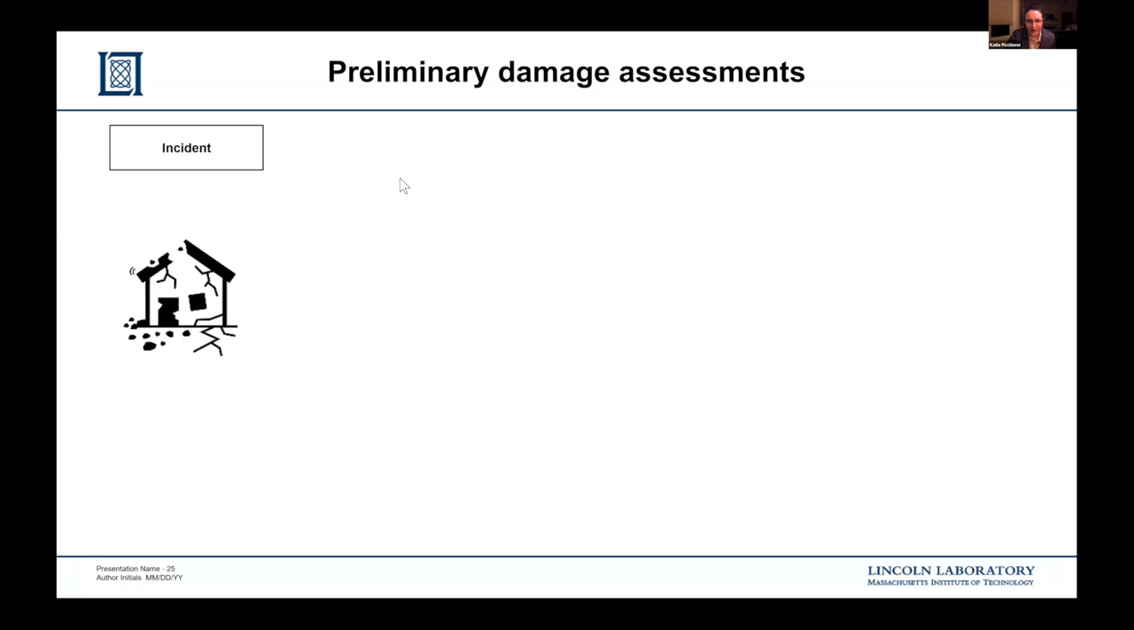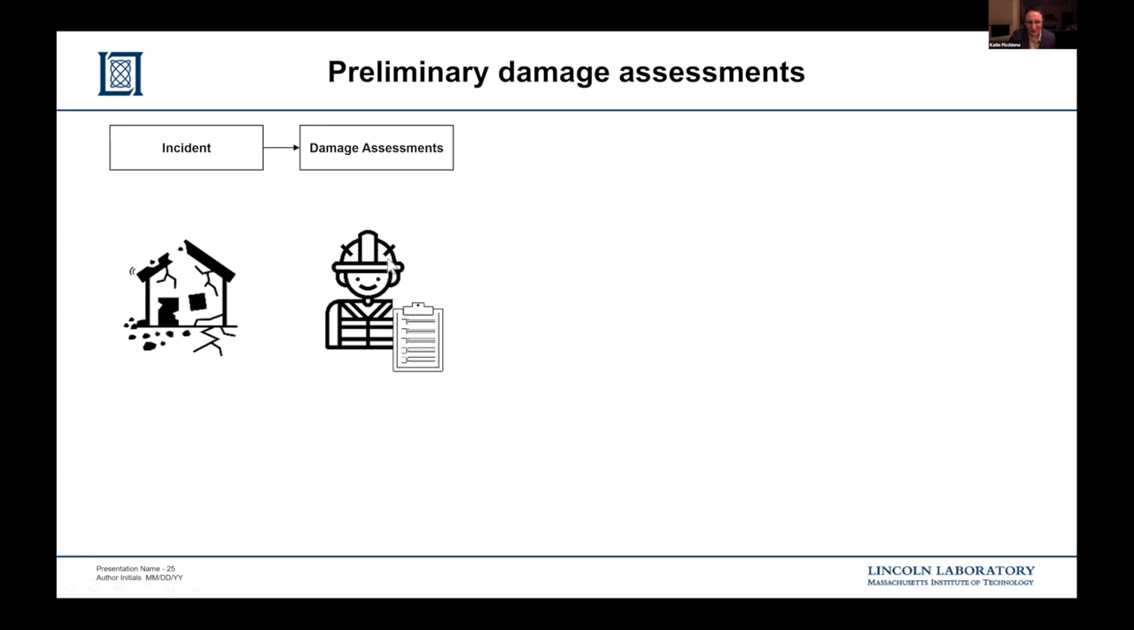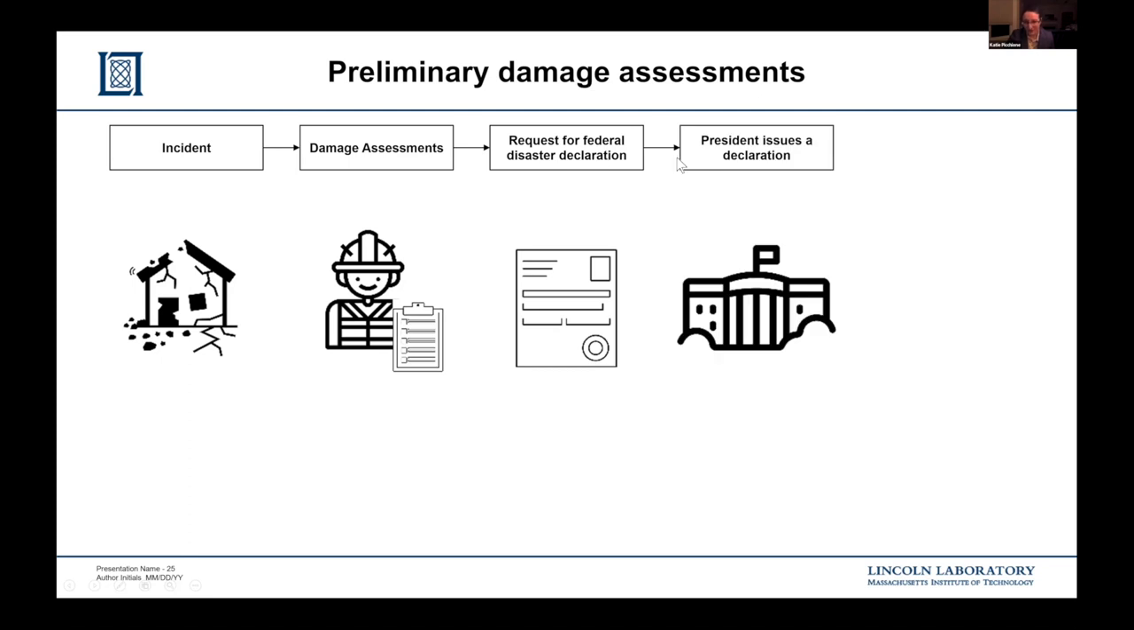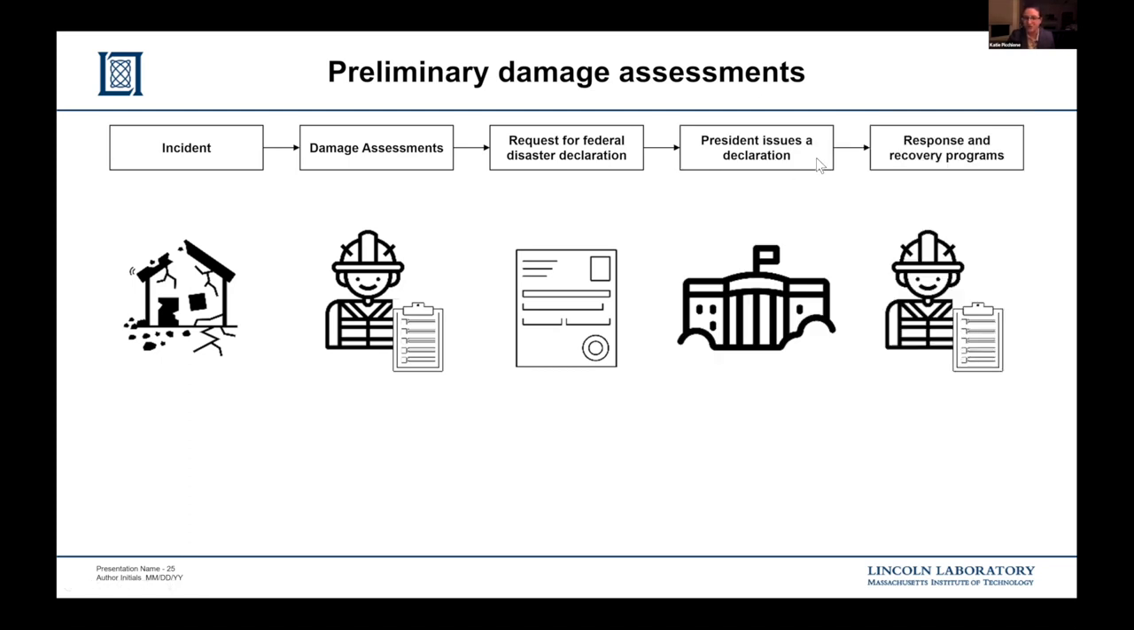Just to provide a little bit of context on emergency management. An incident happens, right? This is how things typically happen. Somebody goes out into the field, often with a clipboard, and collects information about what houses were damaged and where and how bad the damage was. That information is consolidated and used to create a request, usually for federal assistance, which can result in a federal disaster declaration, which the president issues. And then this enables response and recovery programs to happen.